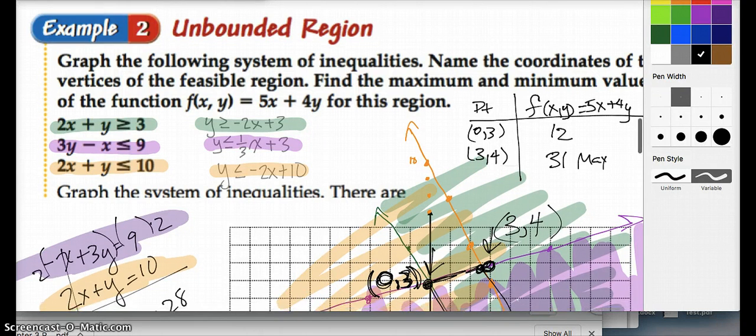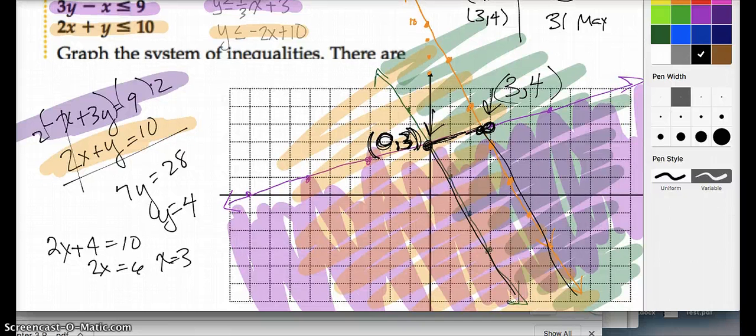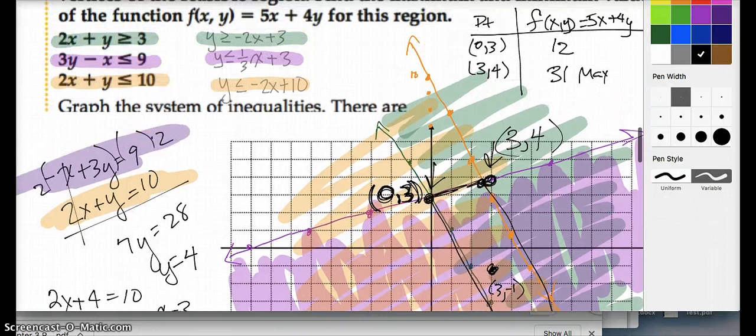The question would come up, well, since it's unbounded and we're looking for a minimum value that would satisfy, does it make sense to think about any of these other values down here? If we were to choose another value here, let's say this is 3, negative 1, do we get a smaller value than 12, which is a decent question. If I plug in 3, negative 1, I do get a smaller value. I get 15 plus a negative 4, which gives me an 11.